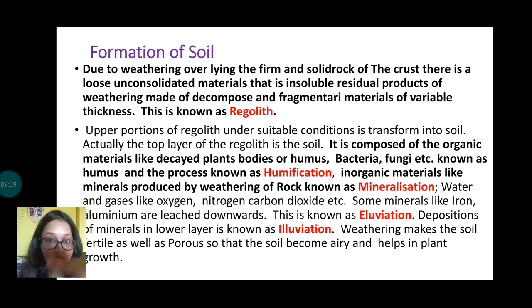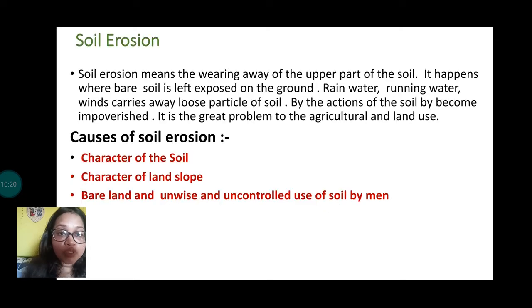From one layer to the next layer, down. So this process is known as eluviation. And when all this material is deposited in another layer, that layer is known as the illuviation layer. The transfer of the minerals from one layer to another is eluviation, and when they are deposited in another layer, that is illuviation. And weathering makes the soil fertile as well as porous, so that the soil can absorb the air and the water, and it is easy to grow the plant.